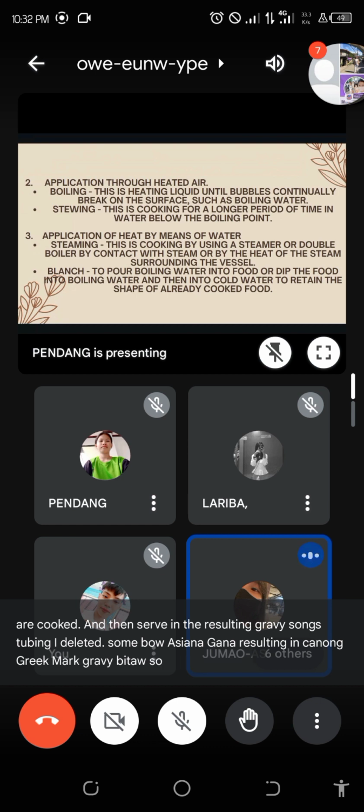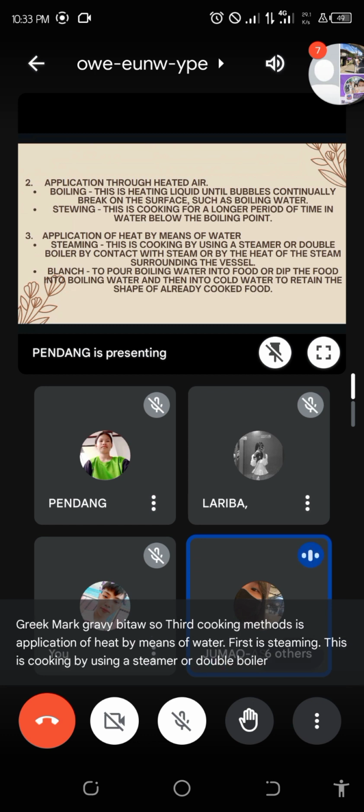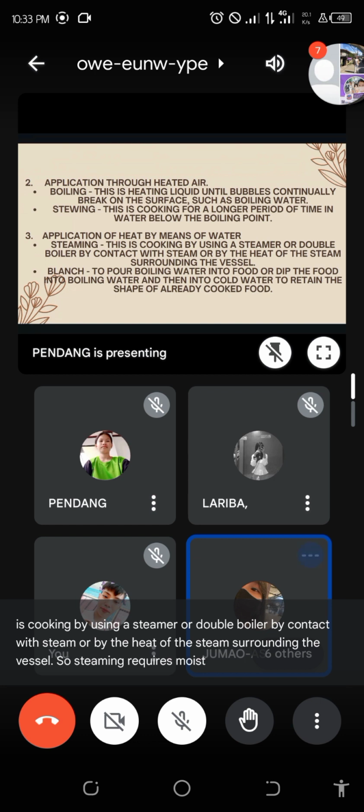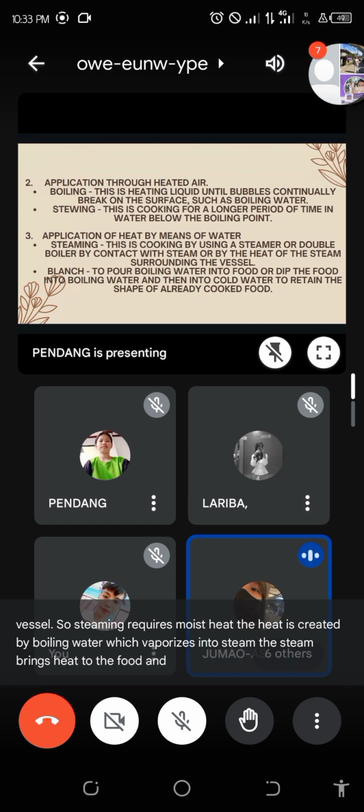So third cooking method is application of heat by means of water. First is steaming. This is cooking by using a steamer or double boiler by contact with steam or by the heat of the steam surrounding the vessel. So steaming requires moist heat. The heat is created by boiling water which vaporizes into steam. The steam brings heat to the food and cooks it.